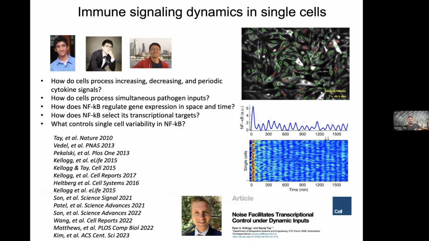We have worked on this problem for a long time. You can ask various questions such as, how do cells process increasing, decreasing, or periodic cytokine signals? Cytokines are proteins that are secreted by immune cells. How do cells process pathogen inputs that are simultaneously present? What does the immune signaling system do when there is a bacteria in the tissues, or viruses in the tissues, and whatnot? How does NF-kappa B or other signaling pathways regulate gene expression in space and time in tissues?